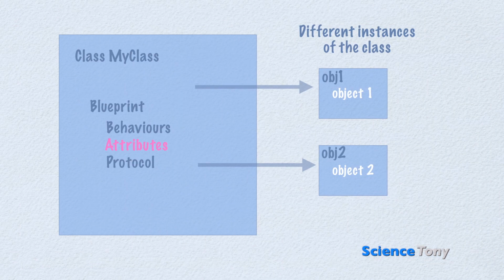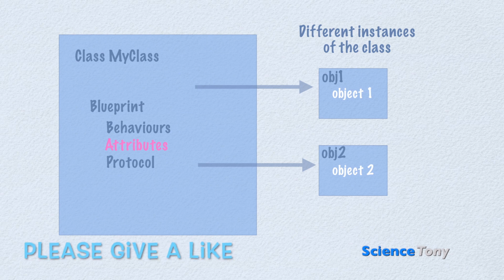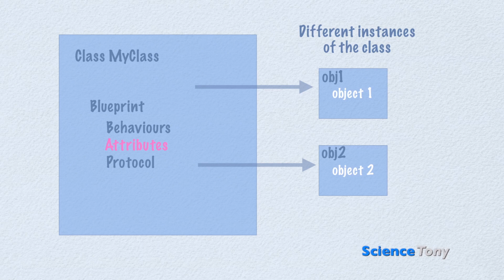Let's visualize this. What we've done so far is create a class and called it my class. This class has behaviors, attributes, and a protocol. We created two objects from this class, and each of these objects is an instance of my class. They both consist of the same attributes, behavior, and protocol when first initialized, because they're created from the blueprint. However, by the use of messages, we can change the values of each of the objects.